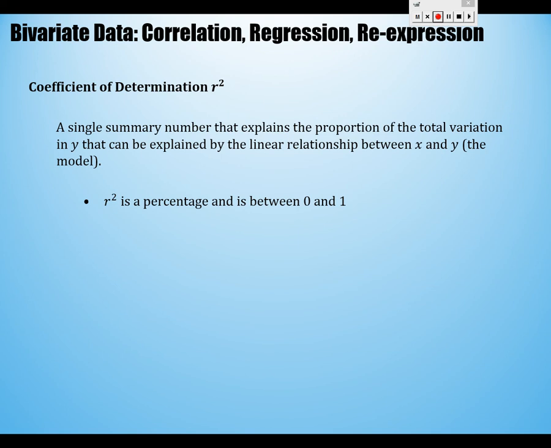So r squared obviously gives you a positive number, and it's a single number summary that explains. I should make you do it.